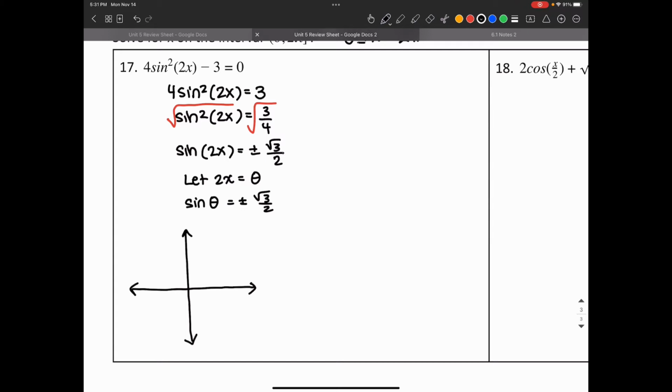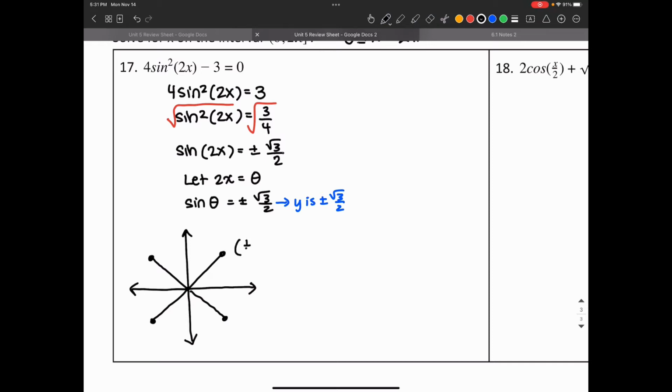And then I'm going to make my visual for theta. Because I have plus or minus, I'm going to have a terminal side in each one of these quadrants. It's when y is plus or minus the square root of 3 over 2, and that's going to be true in every quadrant. So y is positive square root of 3 over 2 in those two quadrants, and it's negative square root of 3 over 2 in these two quadrants.